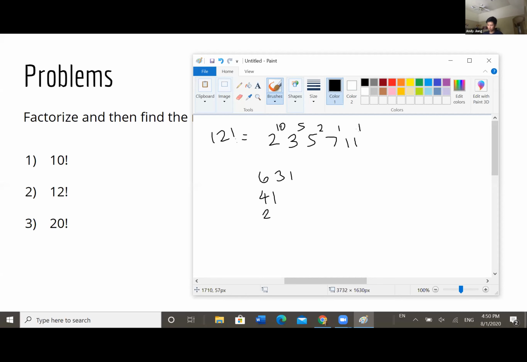Y'all understand how I got these numbers? 6, 3, and 1. Can't see my mouse. Oh, there it is. Okay, and then the number of factors is 11 times 6 times 3 times 2 times 2, which is 11 times 72. And we can do that. That's 792.